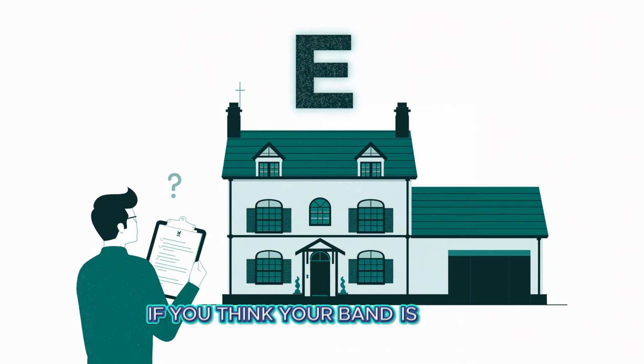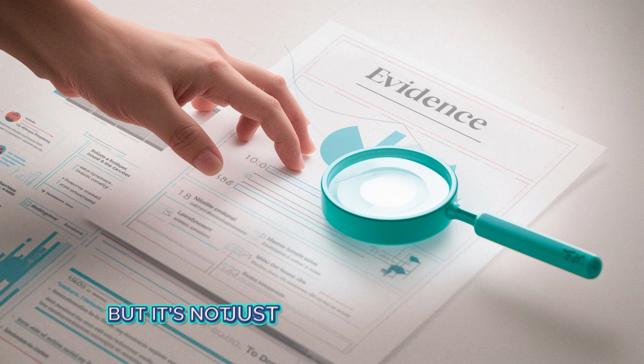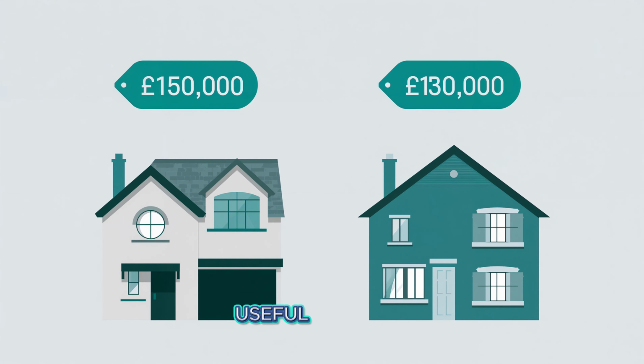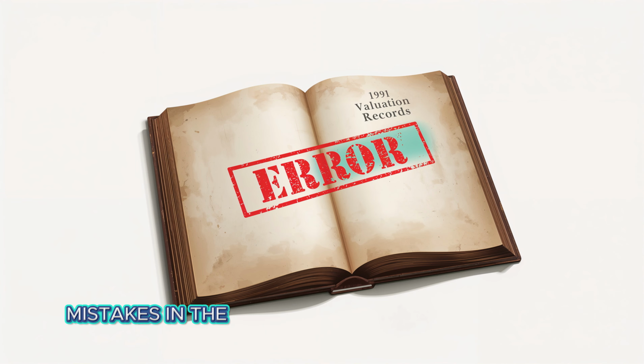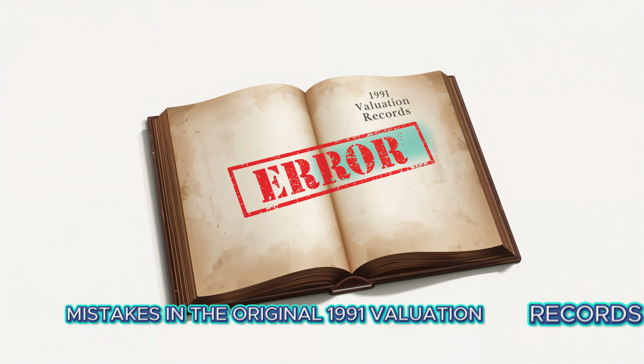If you think your band is wrong, you can appeal. But it's not just about filling in a form. You need evidence. Useful evidence includes sale prices of similar homes in your area, especially if they're in a lower band, changes to your property, such as being converted into flats, and mistakes in the original 1991 valuation records.